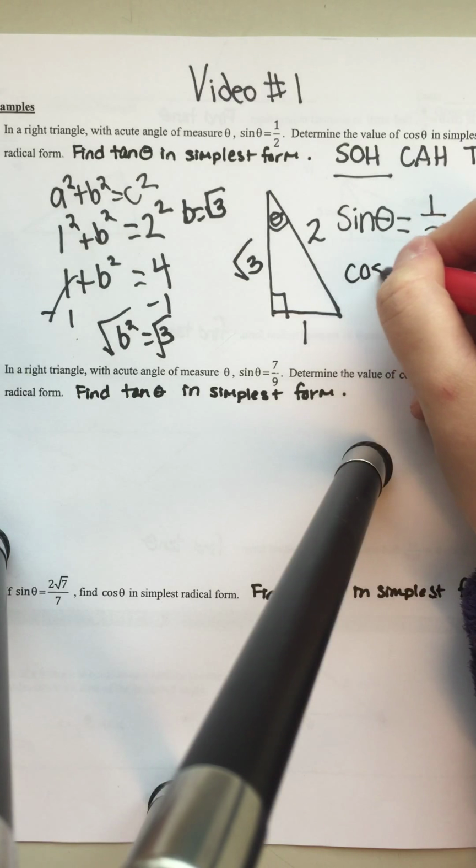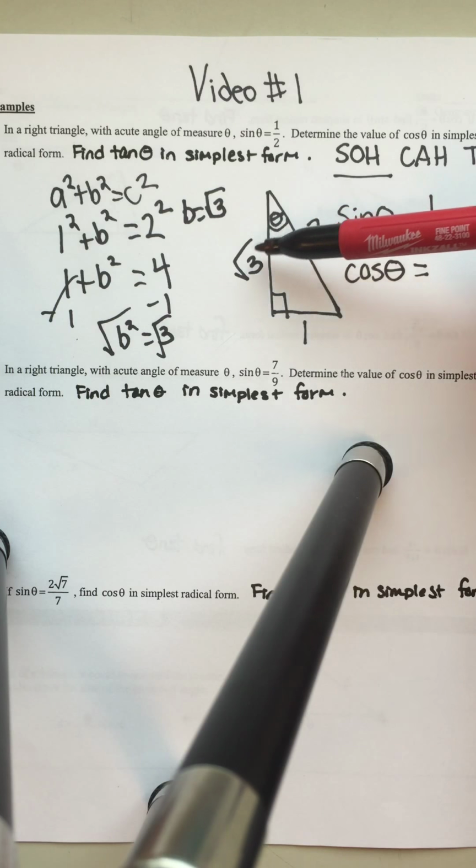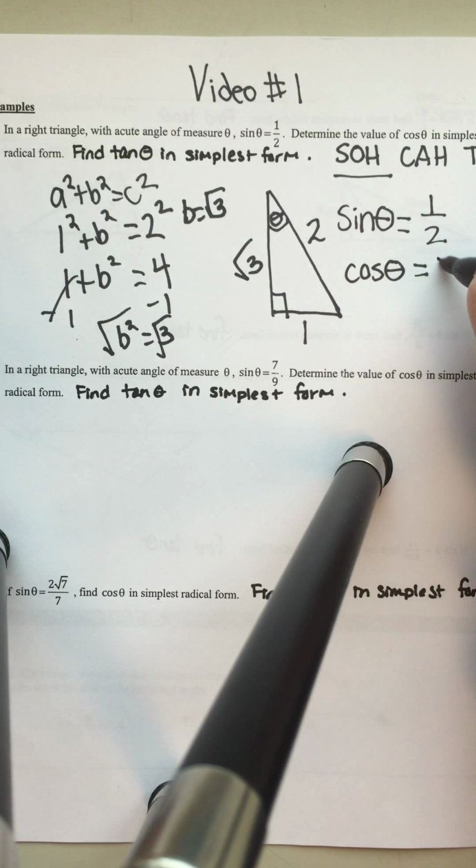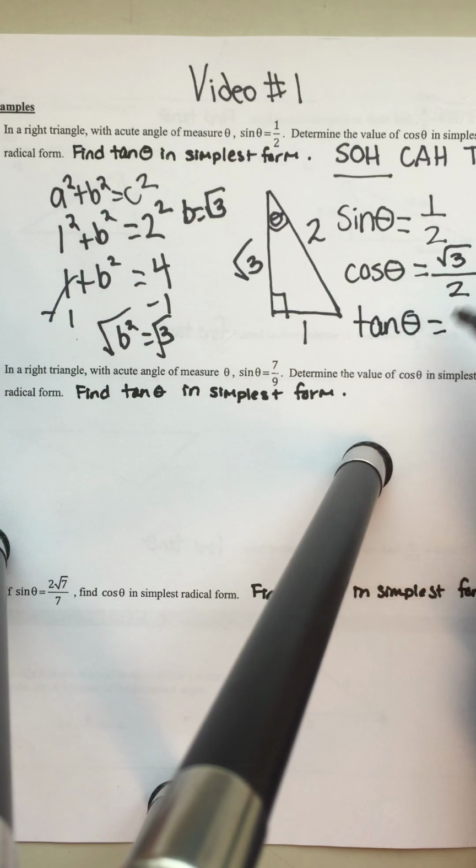Therefore, to find cosine theta is adjacent over hypotenuse. So based on my reference angle, here's my adjacent side. And my hypotenuse is 2. And then to find tan theta, I have opposite over adjacent, which would be 1 over square root of 3.